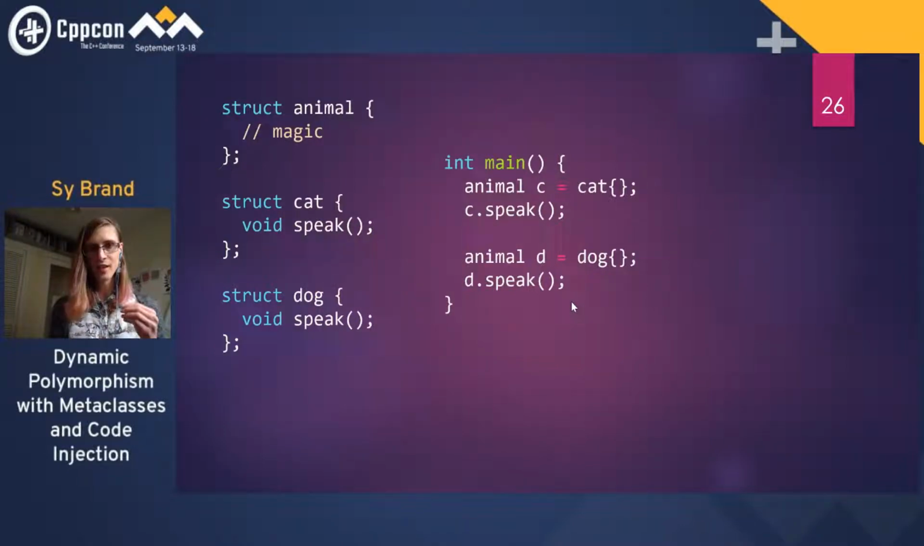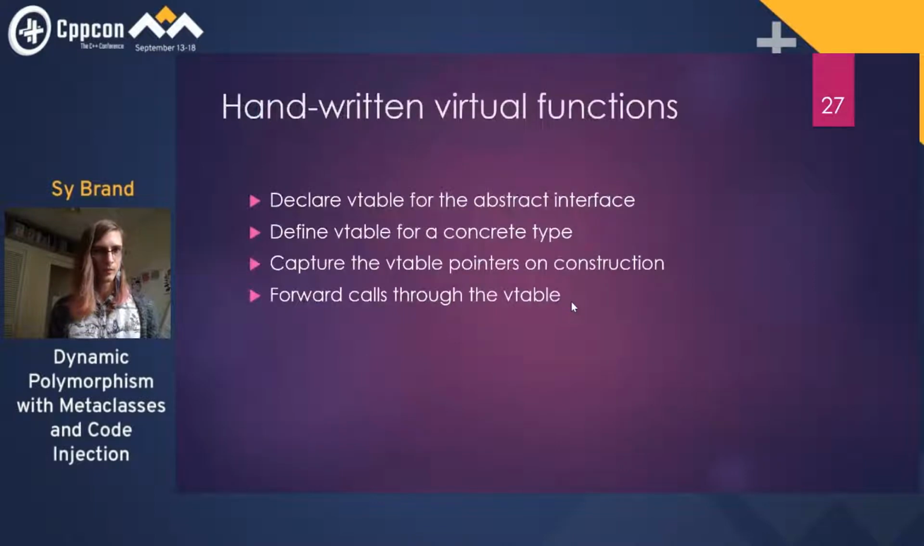Okay. So now we'll implement the magic in animal. These are the steps we're going to go through to implement our virtual functions by hand. First, we're going to declare what the vtable layout looks like for our animal class. Then we're going to fill in the vtable for our cat and dog class. Then, on construction of an animal, we're going to capture the vtable pointers for the correct concrete type. And finally, when we call speak or the destructor, we're going to forward our calls through the vtable. Don't worry if this all seems like a lot. We're going to step through all of these in some detail.